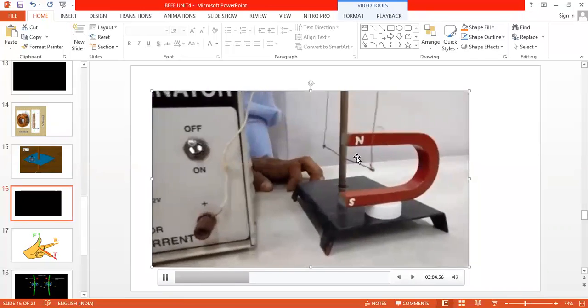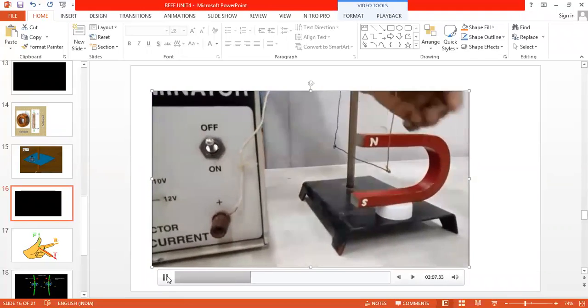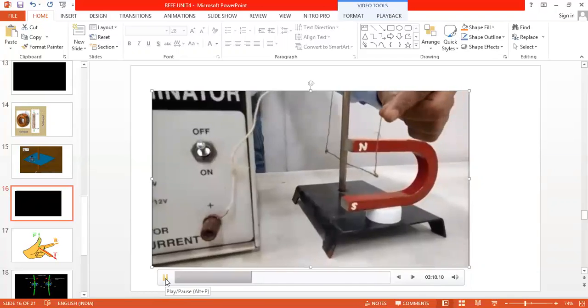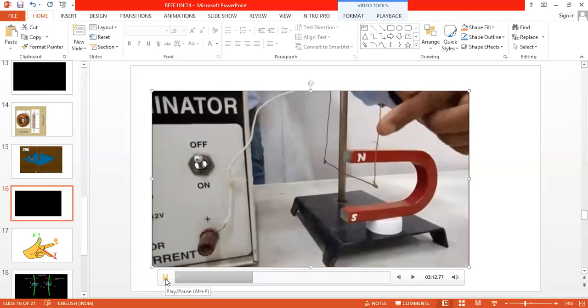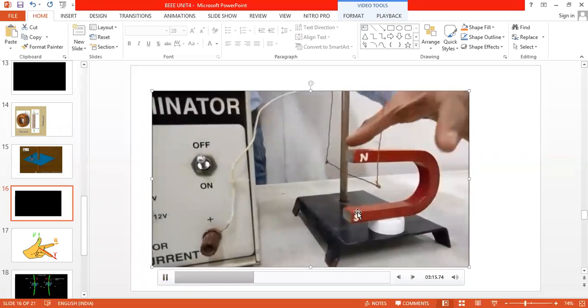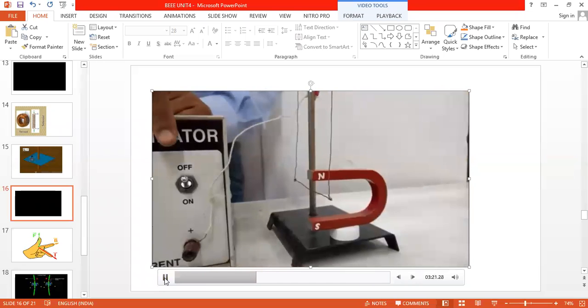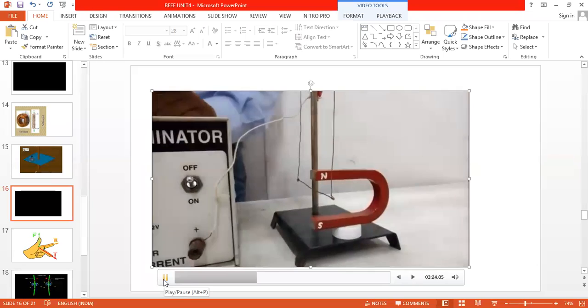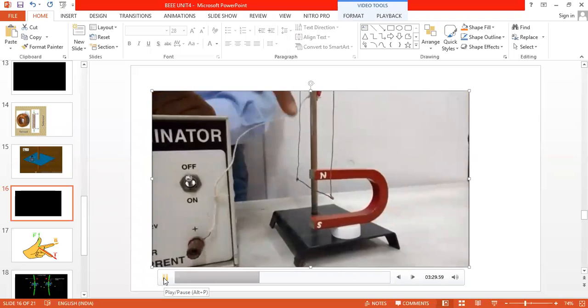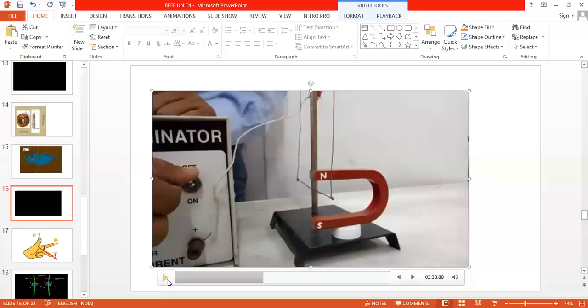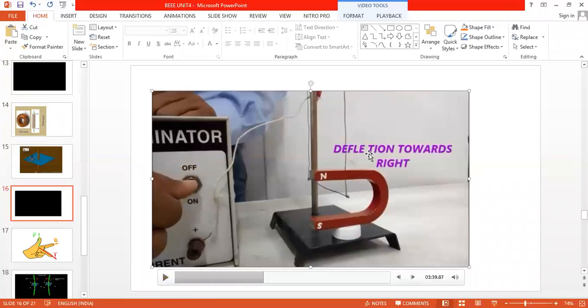Now you see, this is the initial position. When the switch is on, magnetic energy will make that conductor move from one place to another place. Yes, we are showing the magnetic energy here. So this is the switch. Let us turn on the switch. Get ready, see carefully, all of you. Be ready, watch carefully. Yes, the conductor has deflected towards the right.